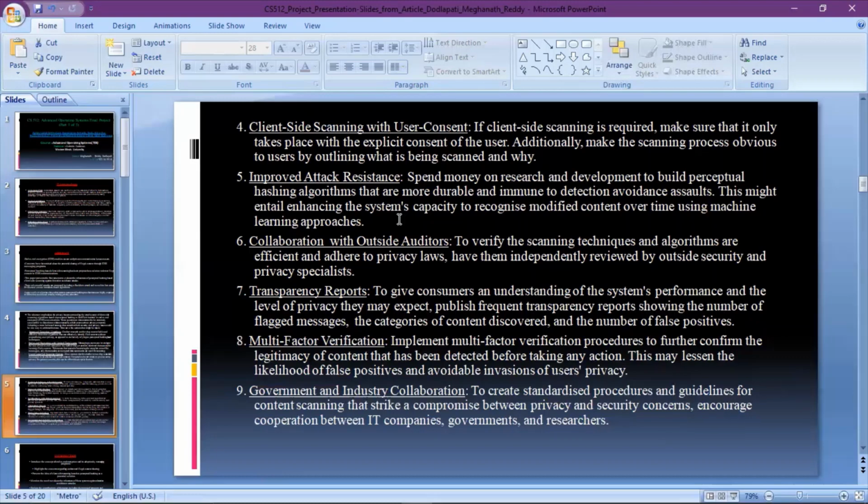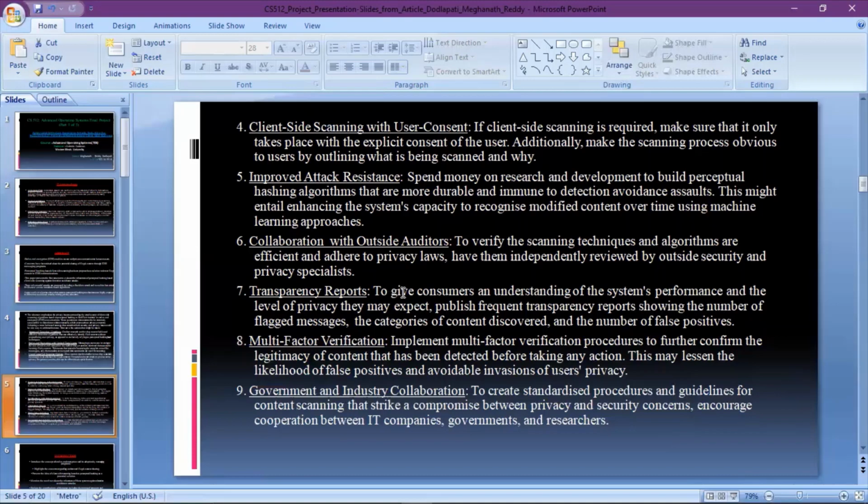Next, the sixth one is collaboration with external auditors. Have the scanning mechanisms and algorithms independently audited by external security and privacy experts to ensure their effectiveness and compliance with privacy regulations. Next method is transparency reports.